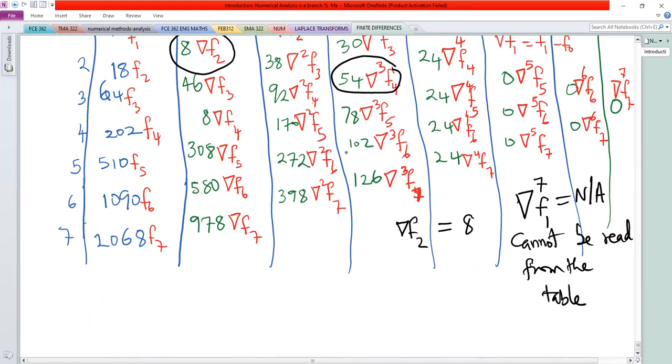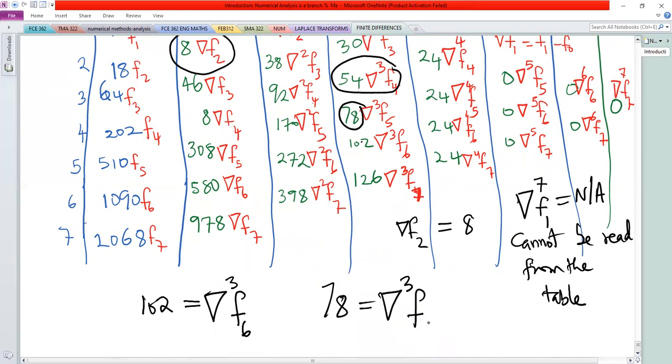And then if someone asks you what's the interpretation of this number 102 in this difference table, you say 102 defines the third backward difference of F6. And then if someone asks you what does the value 78 mean, you say 78 defines the third backward difference of F5. And 398 defines the second backward of F7.